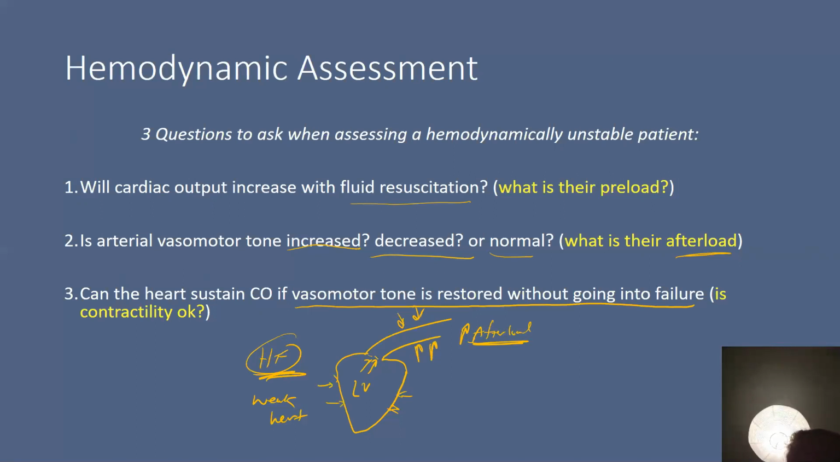This is why in heart failure so many of our targets are about decreasing afterload, with vasodilators and things like that. So this question, can the heart sustain cardiac output if vasomotor tone is restored, is really asking, would they tolerate a vasopressor? Or is that going to put them in heart failure? If I were to squeeze down to try to increase their blood pressure, is that going to do more harm than good?